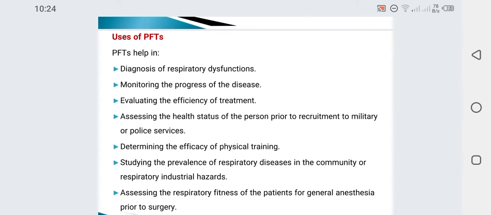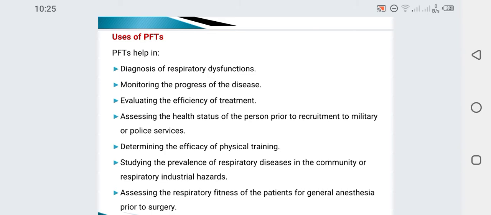Now come to the uses. What is the use of these different types of tests that we are doing? First, the pulmonary function tests help in diagnosis of respiratory dysfunction and monitoring the progress of the disease. Third comes evaluating the efficiency of treatment.